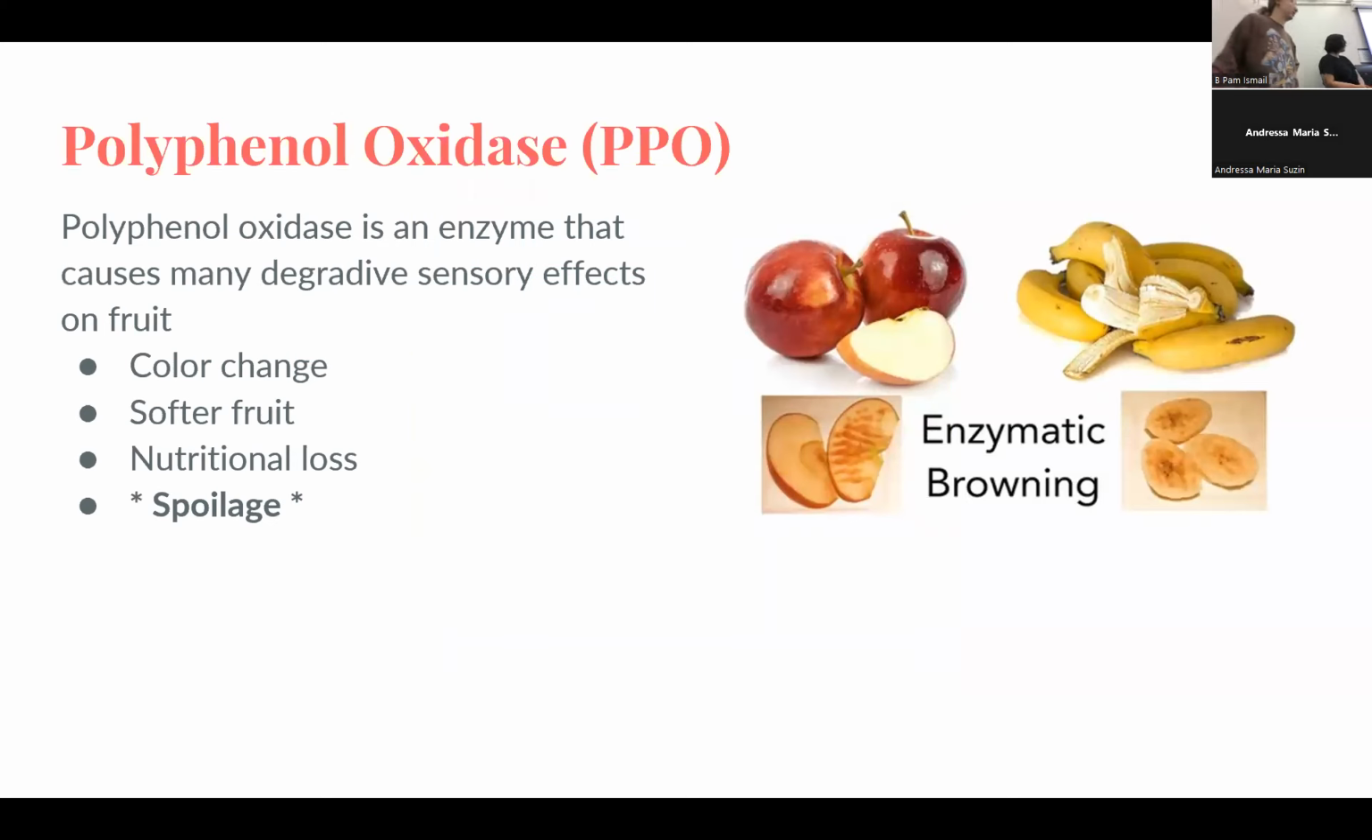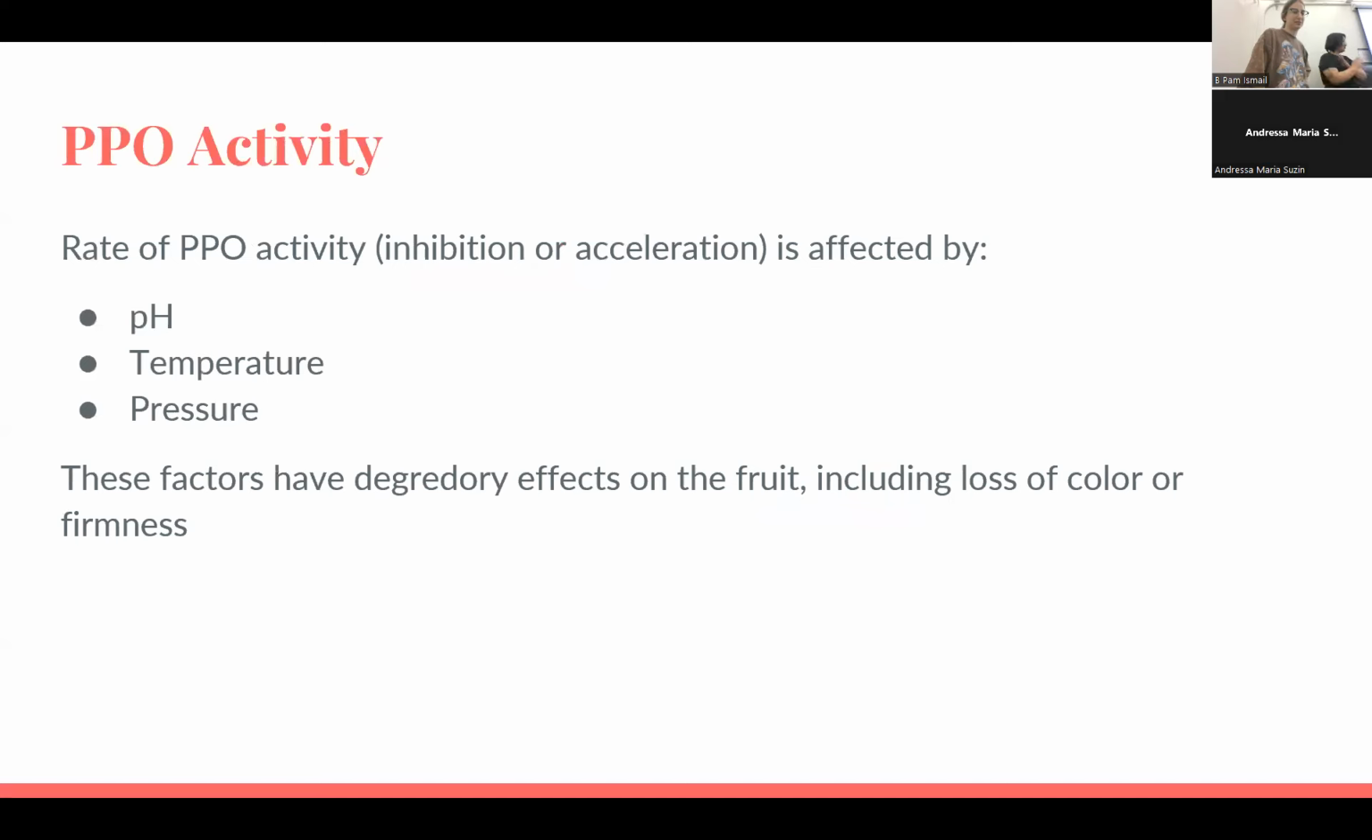So just a quick overview. Polyphenol oxidase is an enzyme that causes a lot of degradative and sensory effects on fruit. For example, color changes, softer fruit, nutritional loss, and some sensory attributes, like it tastes a little bit weird. And just in general, spoilage. We don't like polyphenol oxidase.